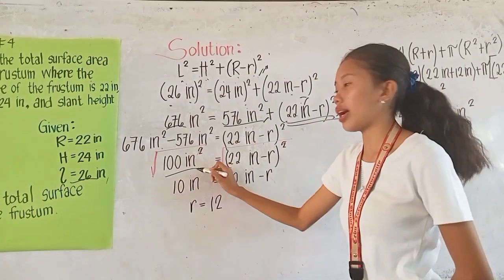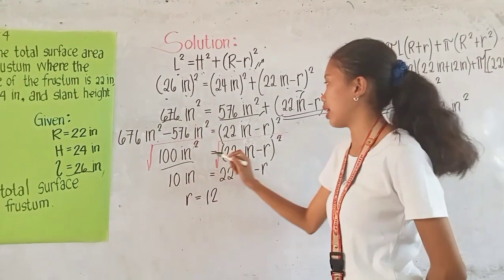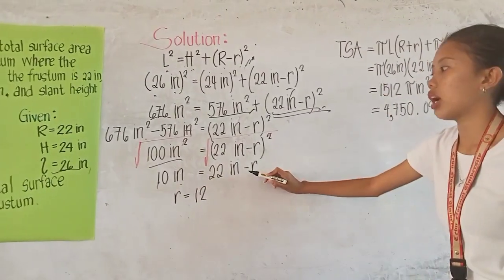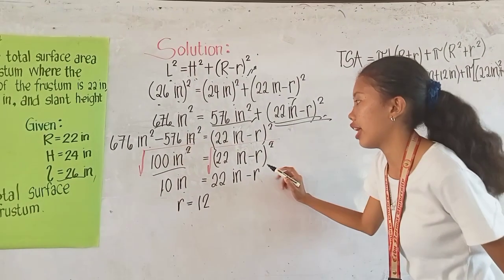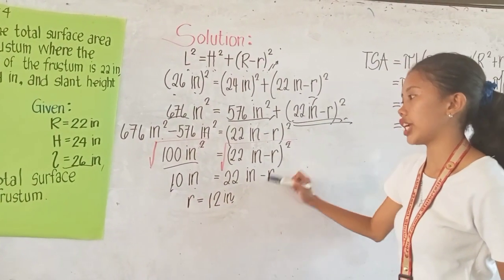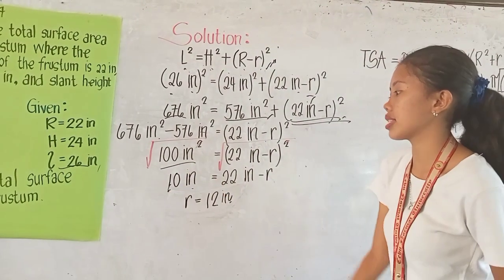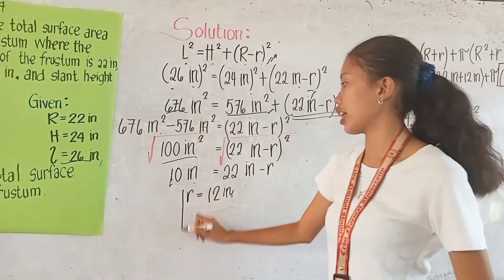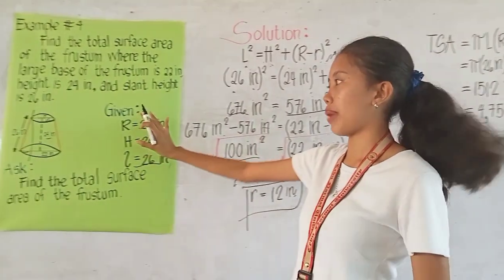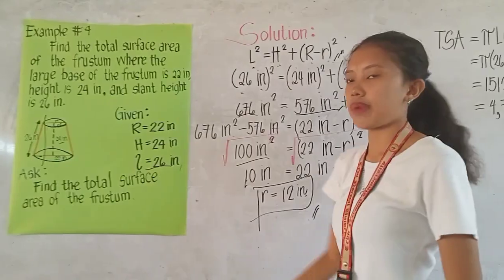Then the answer is 100 inches squared, and if you take the square root, it becomes 10 inches equals 22 inches minus r. Then we solve for r, so it becomes 22 inches minus 10 inches equals 12 inches. So r equals 12 inches. Take note, guys, that it was the radius of the upper base that we needed to find.